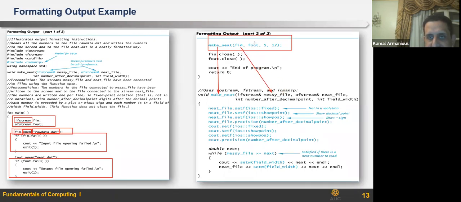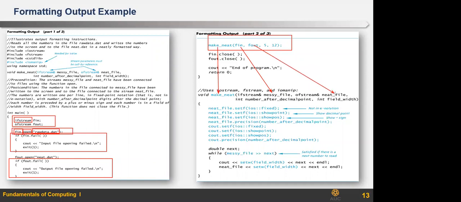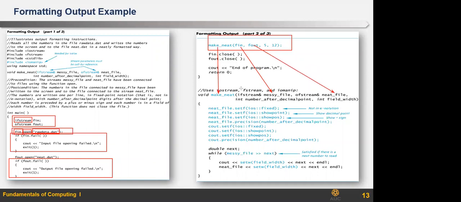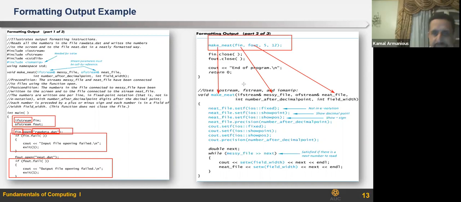Okay. fn is the messy file, and fout is the neat file. And 5 is the number after the decimal point, and 12 is the field width. Okay. Let's read step by step.